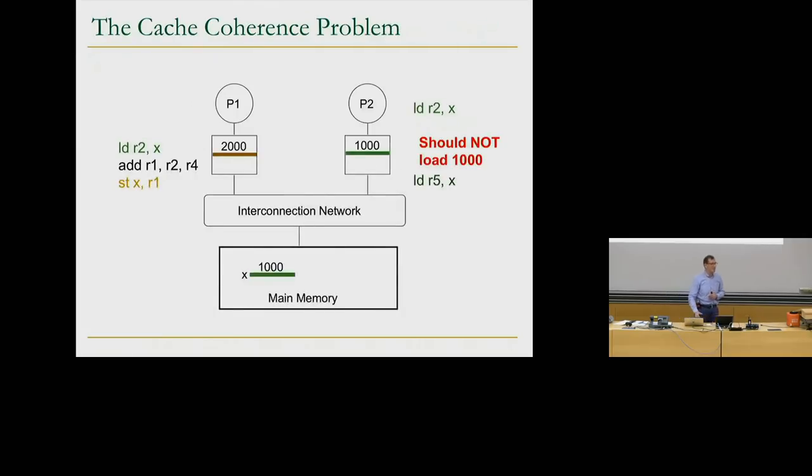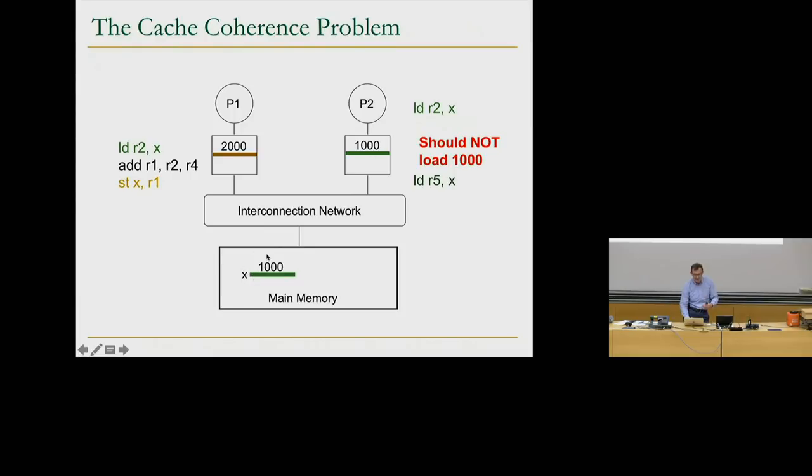So who should fix this problem? Basically, for this to work correctly, what should happen? I guess you can ask the question, right? Whenever this processor writes to this location, you could imagine that that write also goes to here and also goes to here. That would fix the problem, right? That's one way of fixing the problem. Whenever a processor writes to a cache block, every other processor that has that cache block gets the same value that this processor is writing, and also main memory.